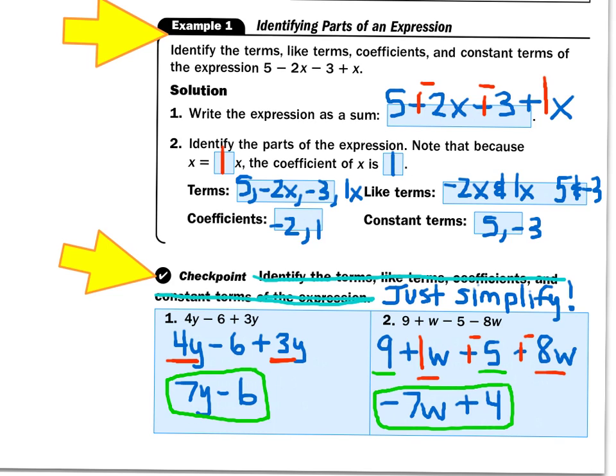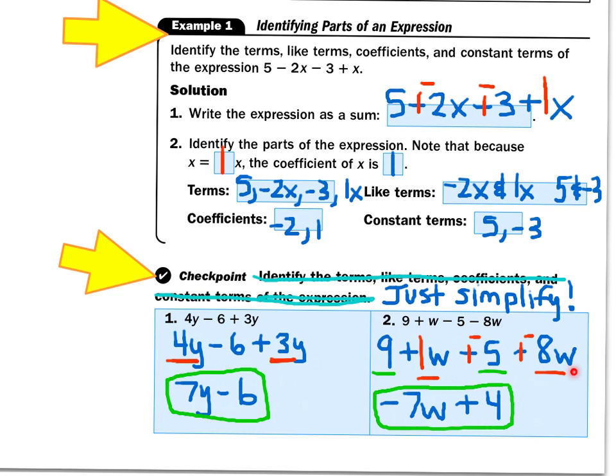Now remember, I cannot go any farther because the 6 doesn't have a y, so it doesn't match, and that's where we stop and highlight our answer. Okay, take a look at number 2: 9 plus w minus 5 minus 8w.